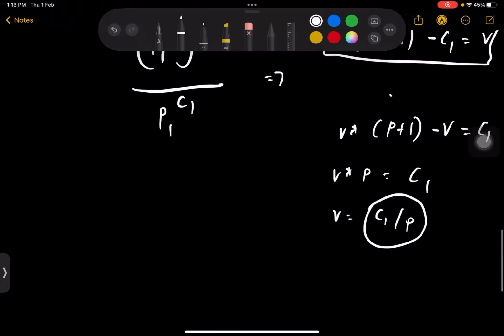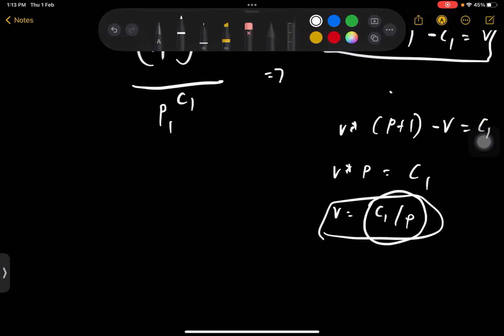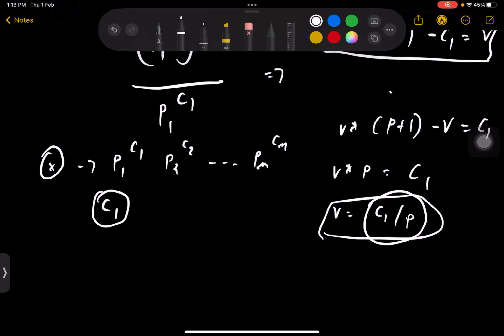So from this simplified equation, firstly, let's compute all the prime factors of x and check every prime power. Let's say prime factors are p1 power c1, p2 power c2, so on till pm power cm of x. Then we can just check if c1 is divisible by p or not, from this condition. If it is divisible, then there will exist one such thing.